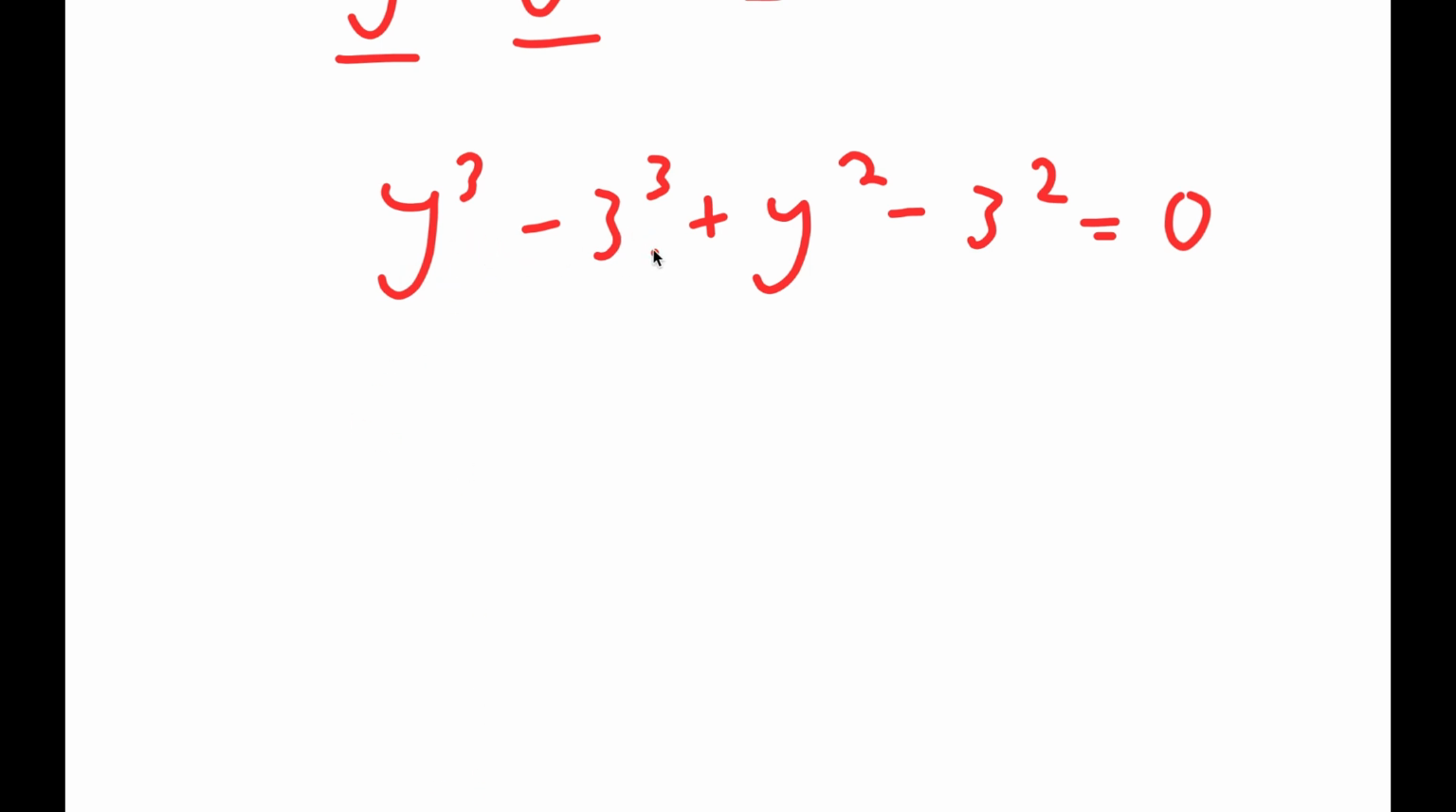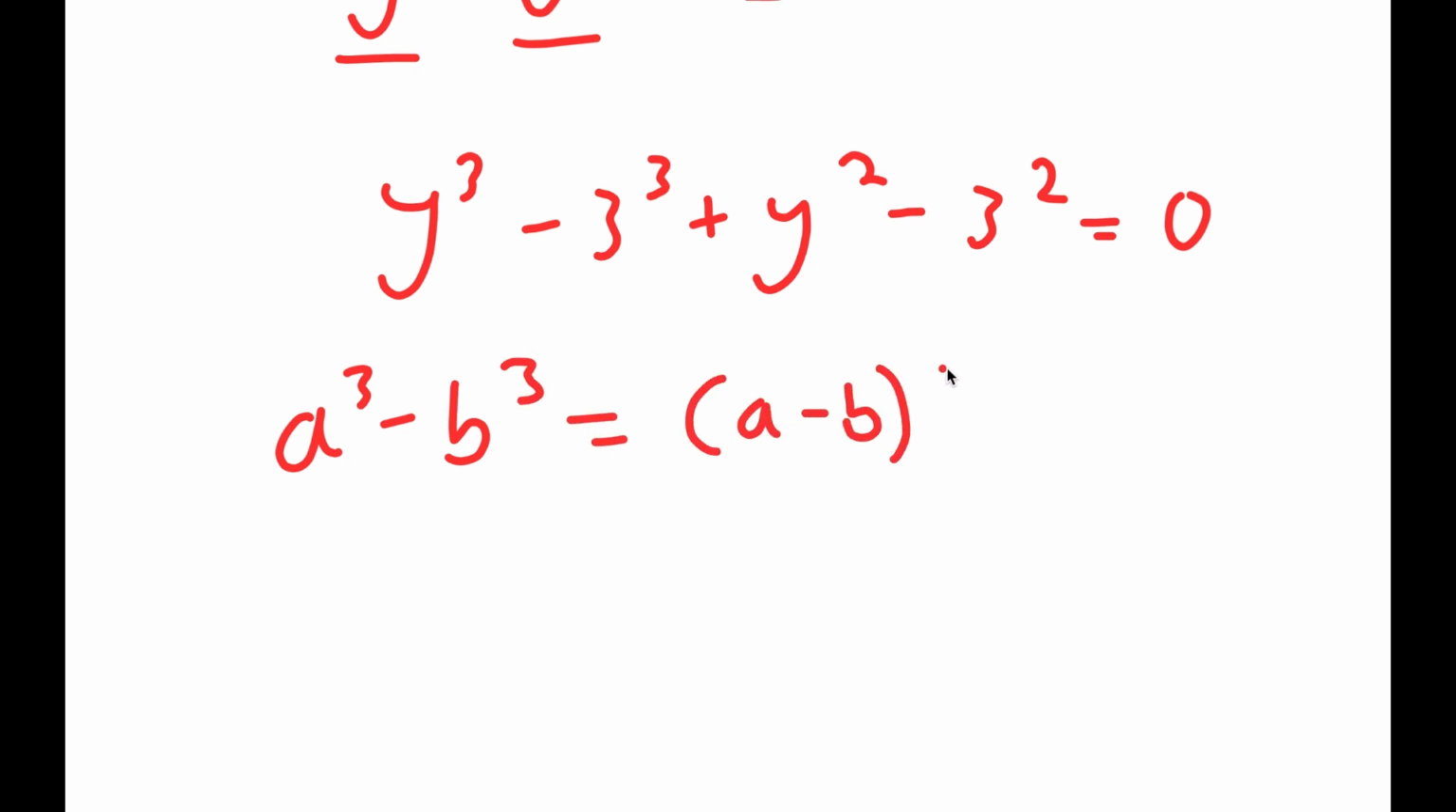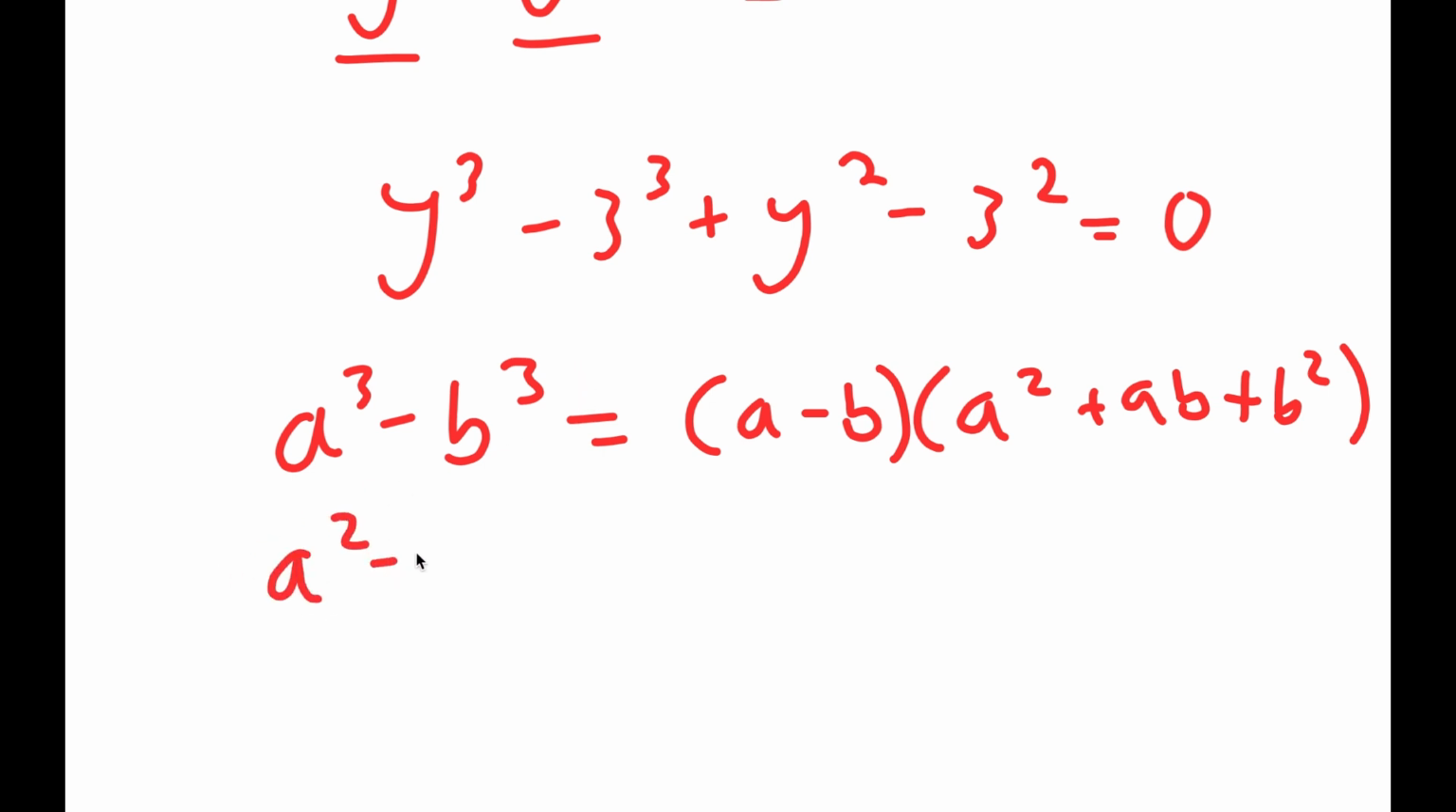Now I'm going to use two different properties to factor these. For y to the power of 3 minus 3 to the power of 3, I'm going to use the property a to the power of 3 minus b to the power of 3 is equal to a minus b times a squared plus ab plus b squared. And for y squared minus 3 squared, I'm going to use a squared minus b squared is equal to a plus b times a minus b.